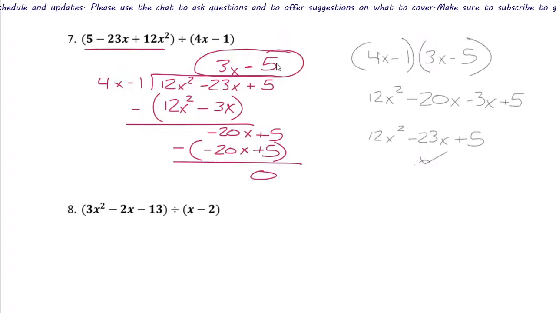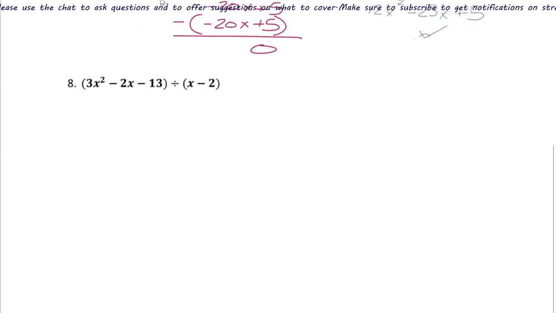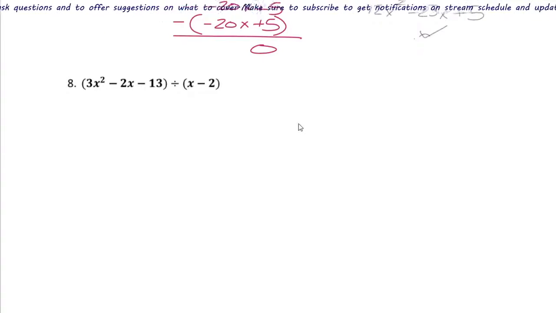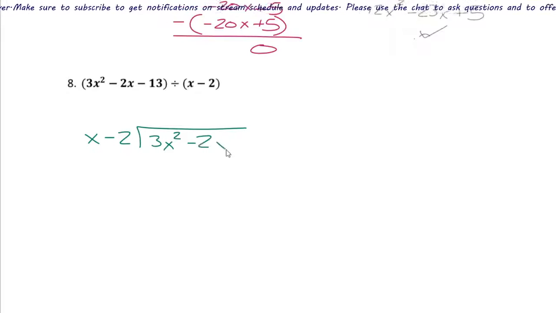Last one. This one is actually going to have a remainder, and I'm going to show you what's going to happen if we do have a remainder at the end. All right, so set it up, x minus 2, and 3x squared minus 2x minus 13.